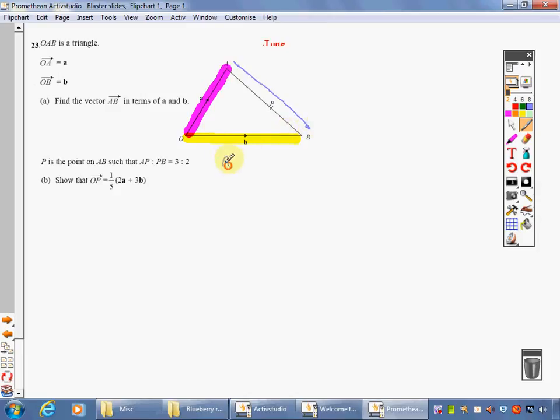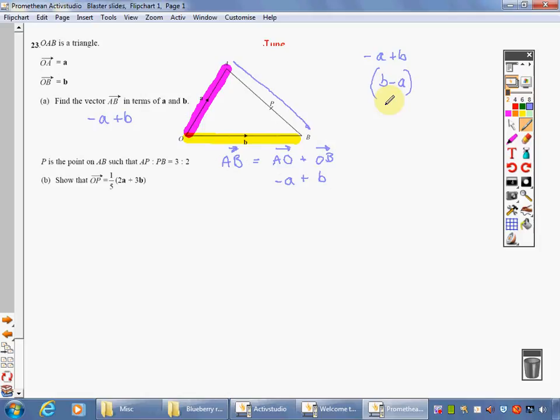So I would write down that A to B equals A to O plus O to B. I know what that is. A to O is a negative A, backwards along A, and then O to B is B. So the answer to this question here is minus A plus B. I might write minus A plus B as B minus A.